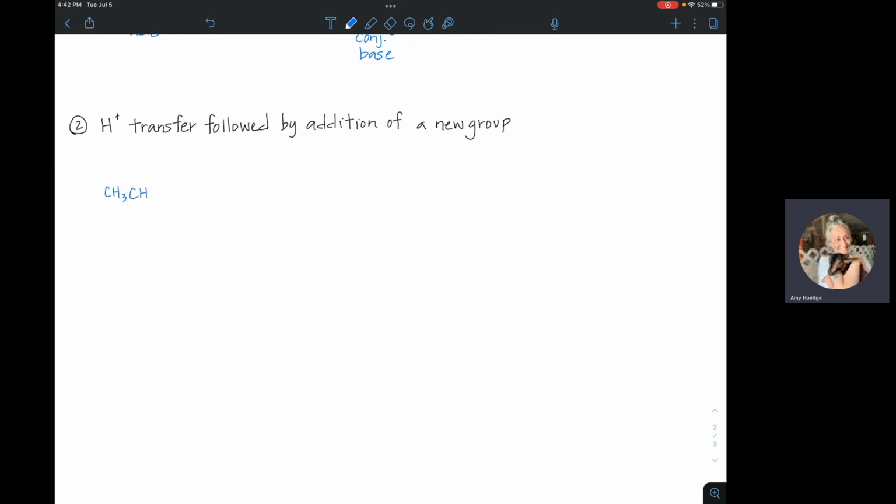But we'll just show you here, we're going to do a proton transfer, and we're going to follow it up with the addition of a totally new group. So there's your alkene. Now, remember when we said the nucleophile can be either a species that has a lone pair of electrons on some atom, and those electrons can be used to attack an electrophilic site on another molecule, or they can be the electrons involved in a pi bond.